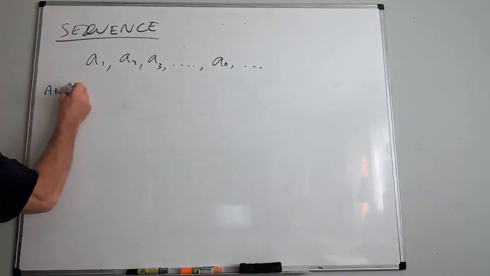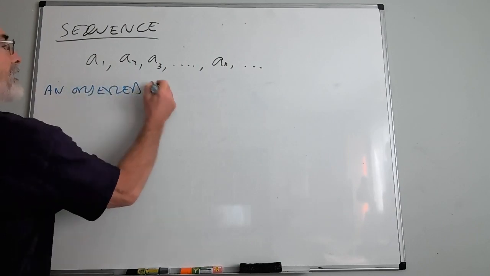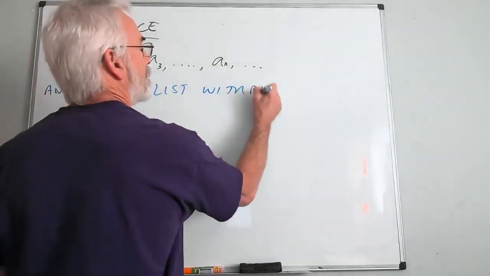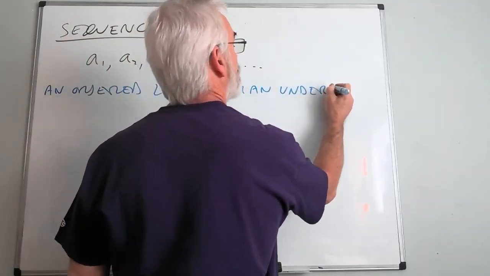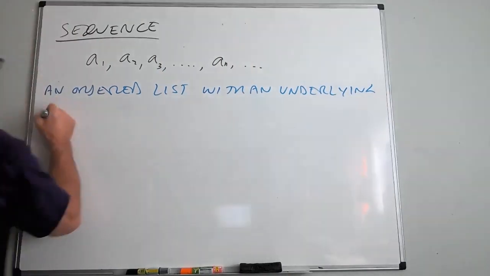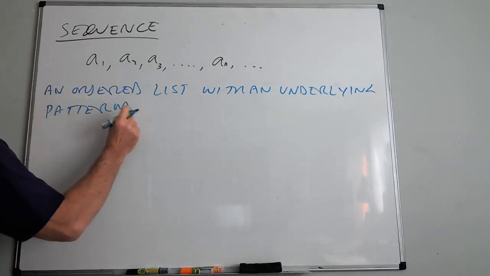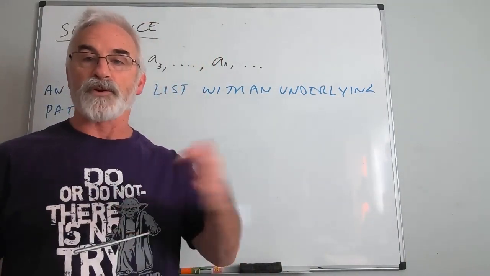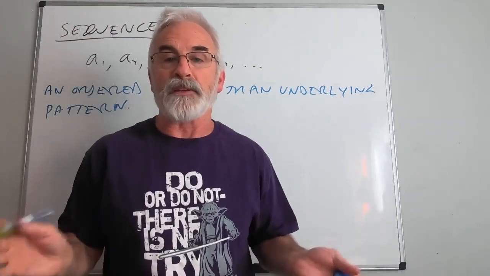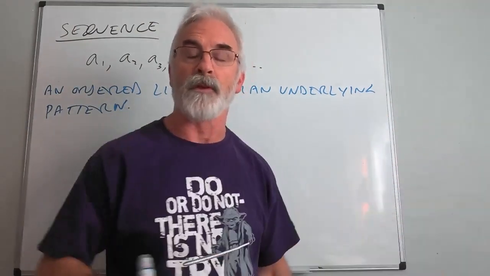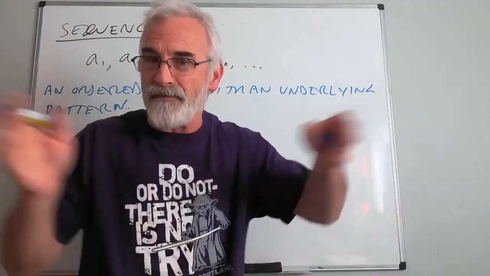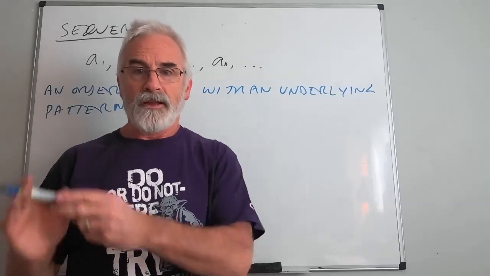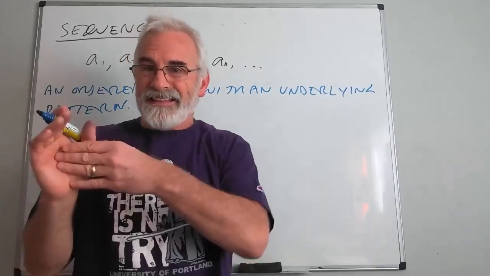A sequence is an ordered list with an underlying pattern. It's that simple. If I just wrote down numbers at random and said this is infinite, it can't be a sequence because it's not possible to determine the rest of it. To be a sequence, there is a fixed set of things. By the way, a sequence doesn't necessarily have to be numbers, but we're going to work only with numbers for now. It's an infinite list that's an ordered list.